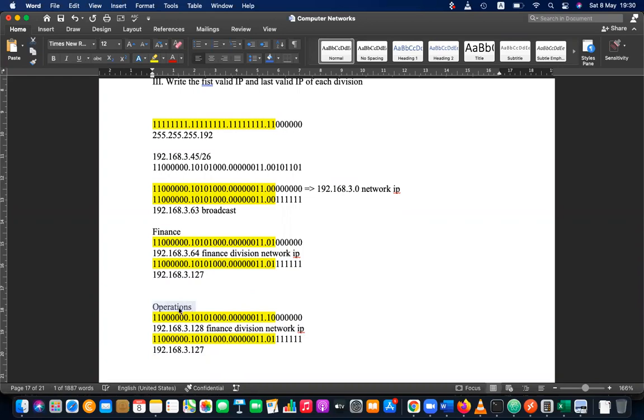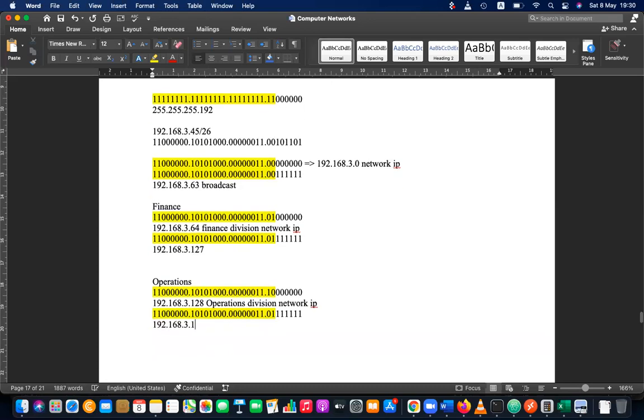For the operations division, network IP. Okay, tell me the operations division's broadcast IP. 191. Last one is 191, right? Yes, last one is 191.